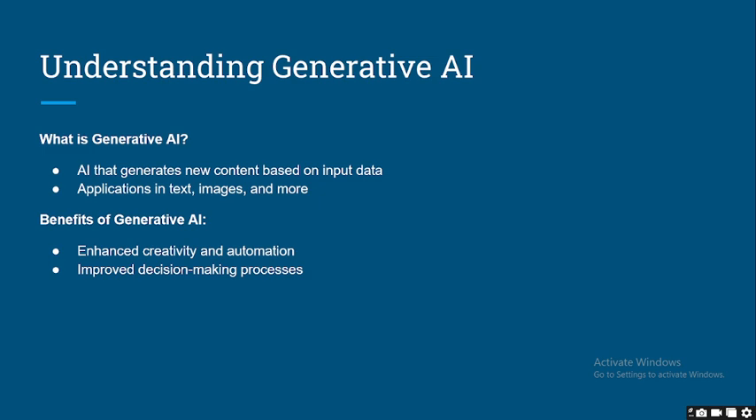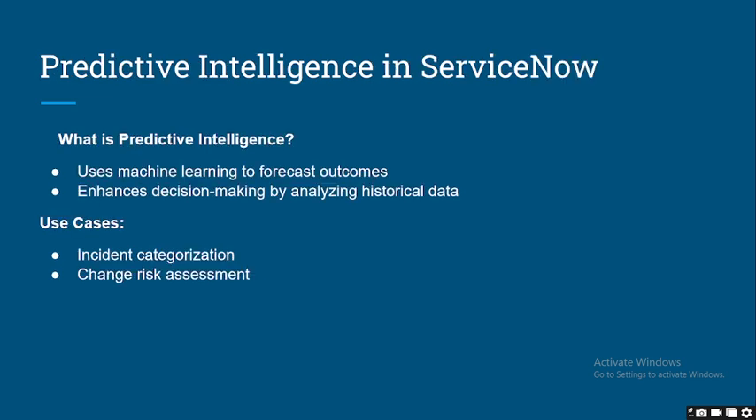Then, understanding generative AI. What is generative AI? Generative AI generates new content based on your input data. We can use it on text, images, videos, anything we want to generate. Let's say you want to generate a script for a movie, that you can generate too. Next, what are the benefits of generative AI? We have enhanced creativity and automation, and improved decision making and processes. All these things generative AI is going to help us with in our ongoing ServiceNow processes.